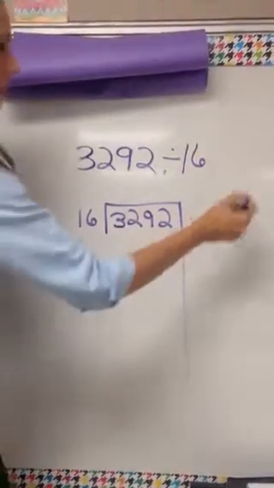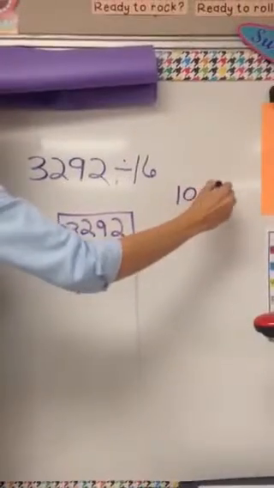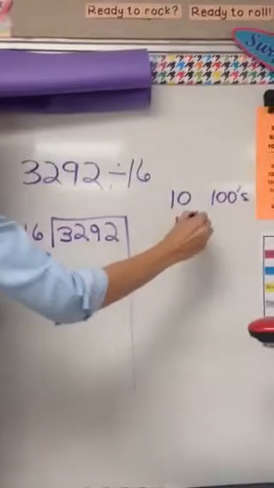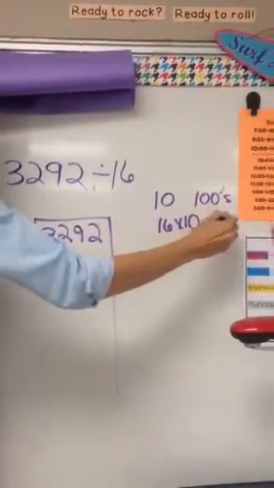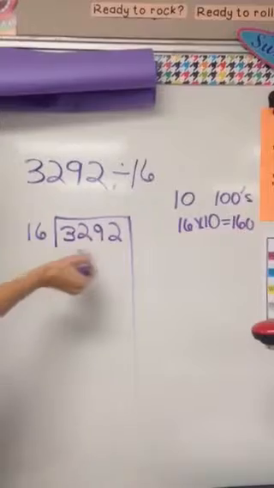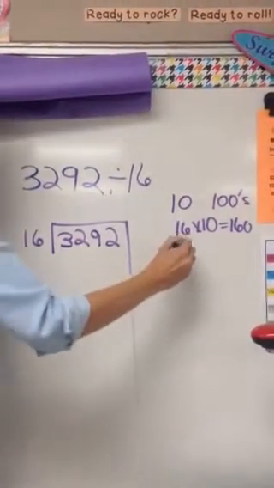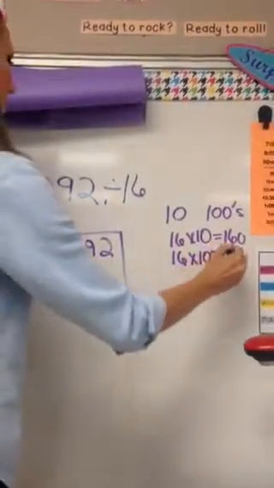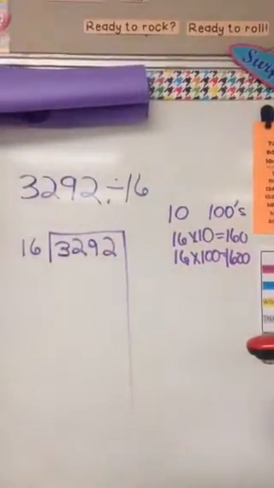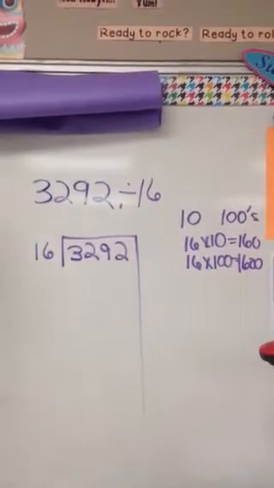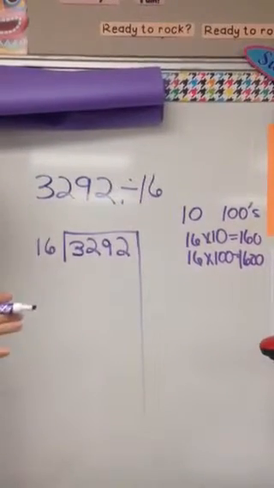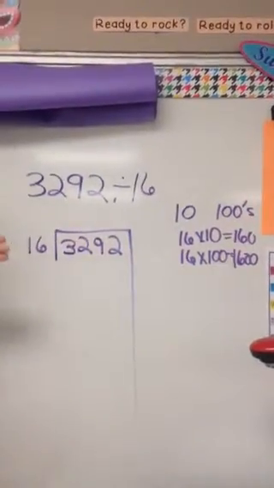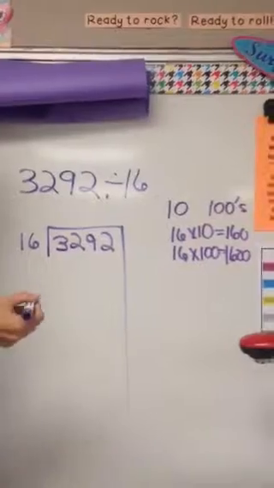So a good way to start is always with tens or hundreds, because those are so easy to do in our head. If we do 16 times 10, we're only going to get 160, and that's not a big enough chunk to take out of our dividend. So if we look at 16 times 100, that's going to give us 1600, which would be a large portion. We can go ahead and start there, or you could pick another multiple of 16. It's completely up to you which one you choose to start with.